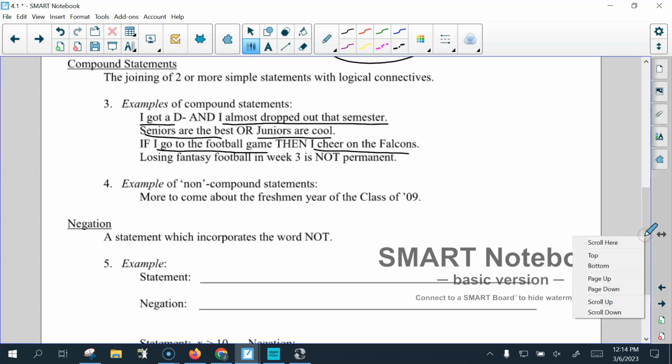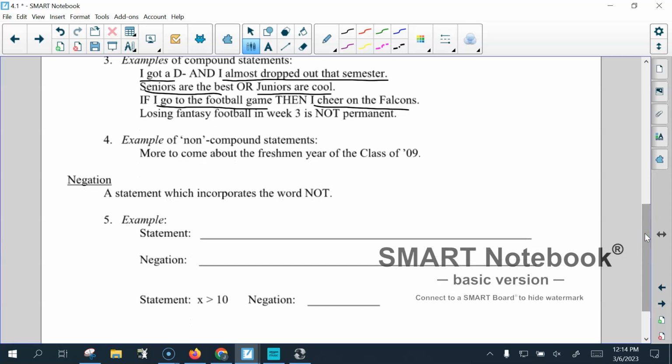All right, how about non-compound statements? More to come about the freshman year of the class of 09. Well, you're not making two statements there. You're just saying there's more to come about that declaration. So that's just a non-compound statement.